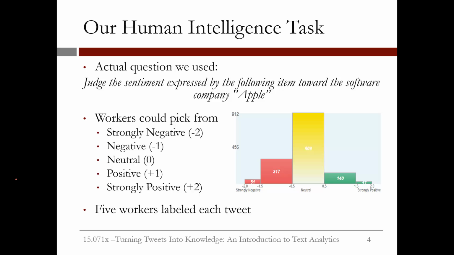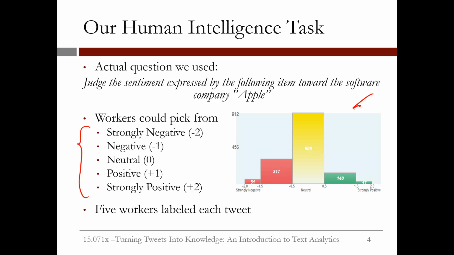The task that we put on the Amazon Mechanical Turk was to judge the sentiment expressed by the following item toward the software company Apple. The items we gave them were tweets that we had collected. The workers could pick from the following options as their response: strongly negative, negative, neutral, positive, and strongly positive. We represented each of these outcomes as a number on the scale from -2 to 2. We had 5 workers label each tweet.